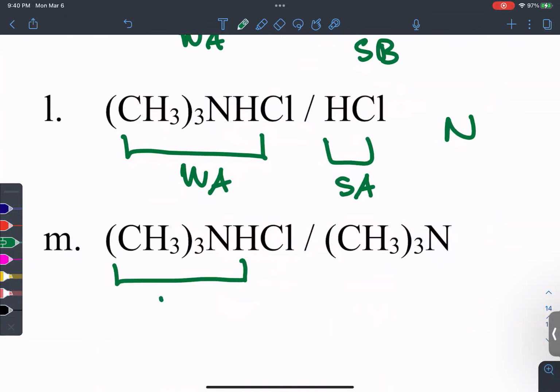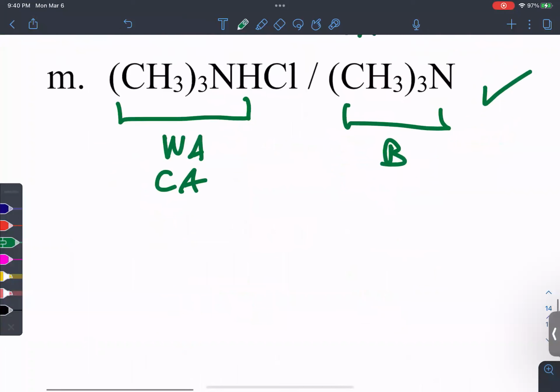What is that? That is a weak acid. What is that? That's its base, yes. Well, technically, this is the conjugate acid, that's the base, but it doesn't matter, right? They just differ by 1 H+. So is that a buffer? Yes, it is. Okay, great. Let me add one more.